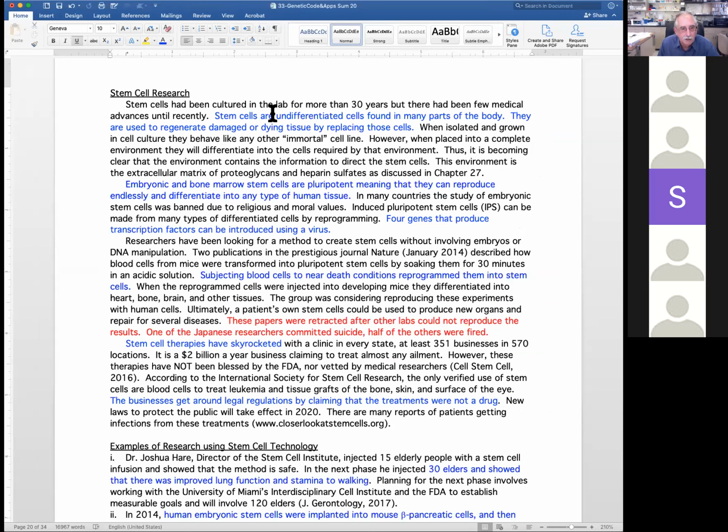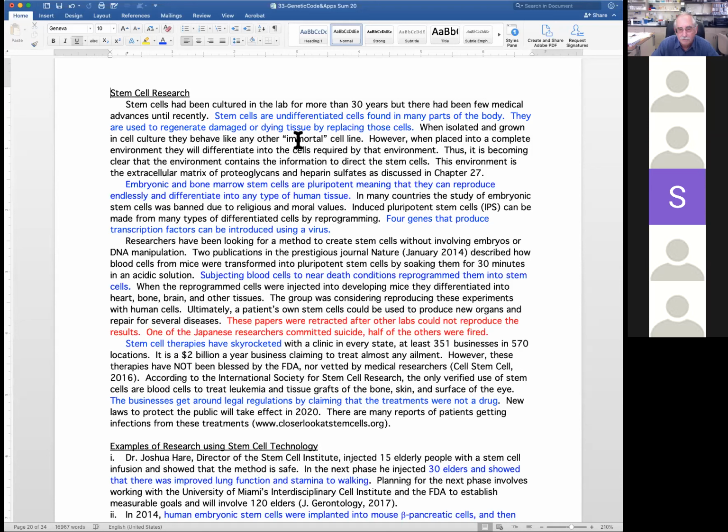Stem cells are undifferentiated cells found in many parts of the body. They're used to regenerate damaged or dying tissue, to replace those cells. If you try to grow them in cell culture, they do fine. They grow like a normal cell, not like a cancer cell, which piles up on top of each other. Stem cells will grow and reach what's called confluence. They just grow right up next to each other, then they stop growing.